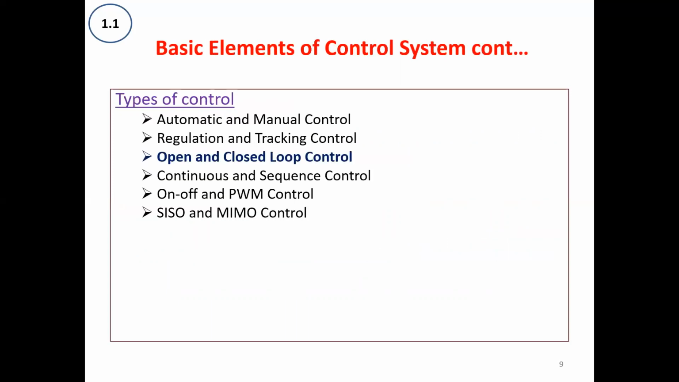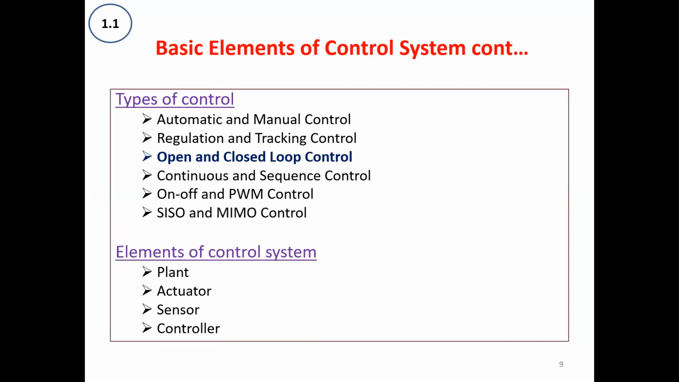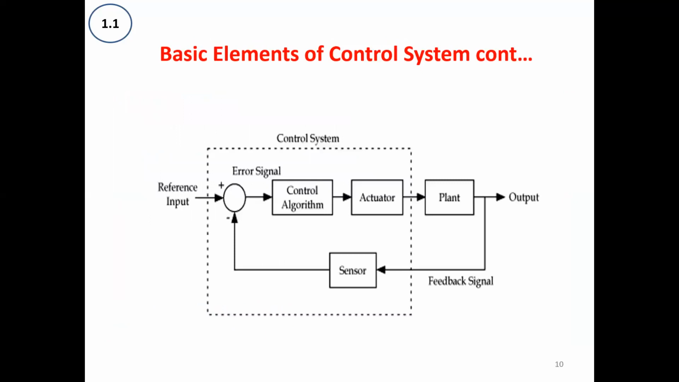The types of control are automatic and manual control, regulation and tracking control, open and closed loop control, continuous and sequence control, on-off and PWM control, then SISO and MIMO, that is single input, single output and multiple input and multiple output. So elements of control system, we are having plant, actuator, sensor and controller. So this is a basic block diagram of control system where we are going to have the reference signal, error signal, then control algorithm which is used to control whatever system we are going to control externally, then actuator, plant and sensor.